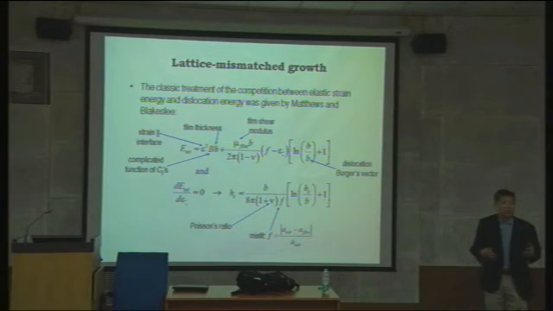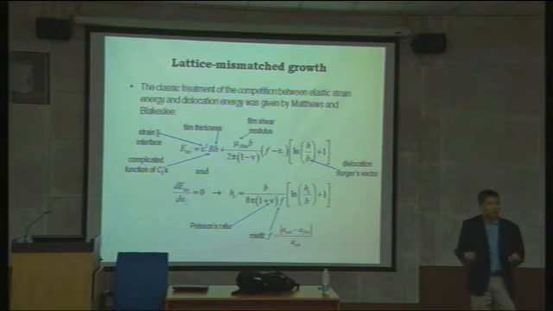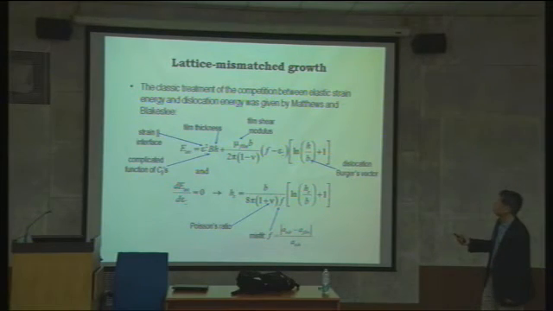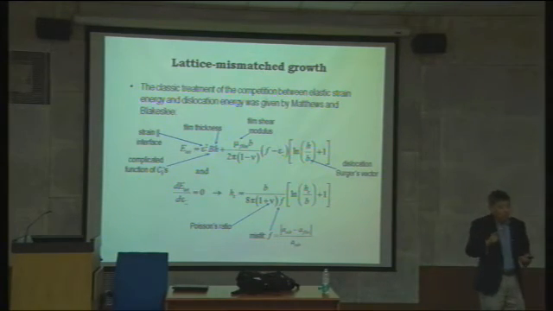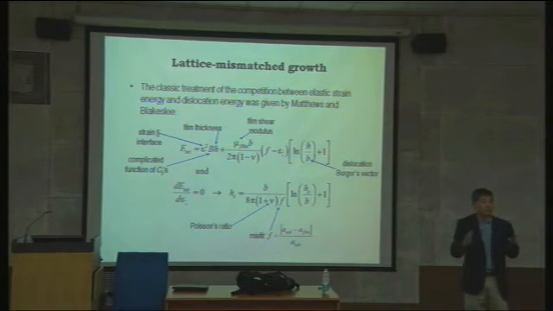F is the misfit percentage. So you have all this equation, the classical treatment. We call this Matthews-Blakeslee's equation. It's a well-known equation. And this is the treatment of competition between elastic strain energy and dislocation energy, because when you form a dislocation, the dislocation creates energy. So you have elastic energy. Which one is bigger? Do you want a defect generating energy, or is the elastic energy bigger? So I have a competition between those two. If the elastic energy is so big, I had better give dislocation energy.